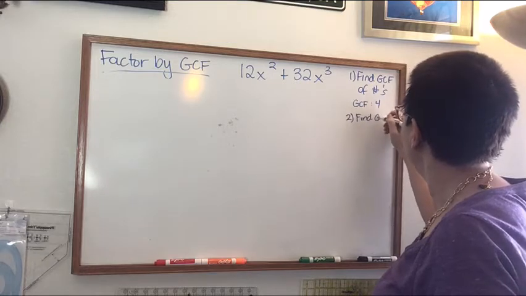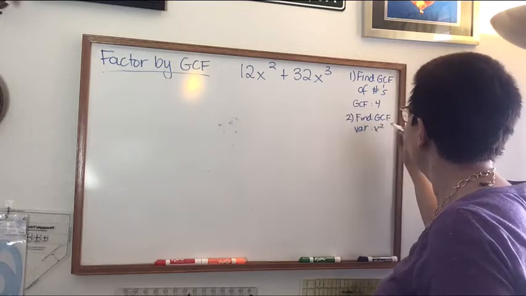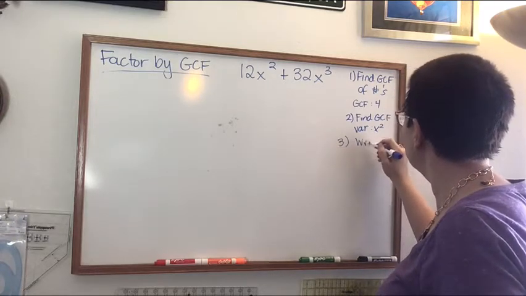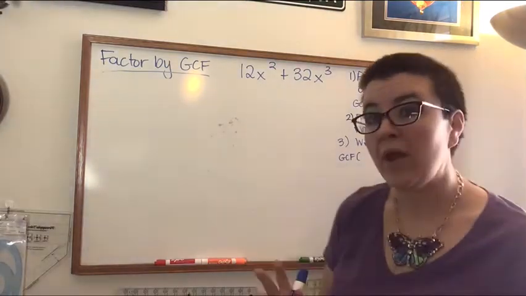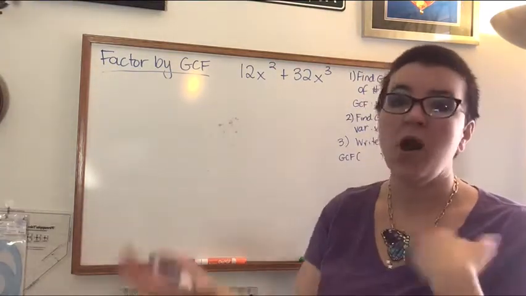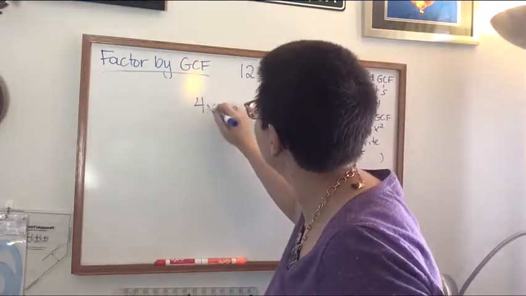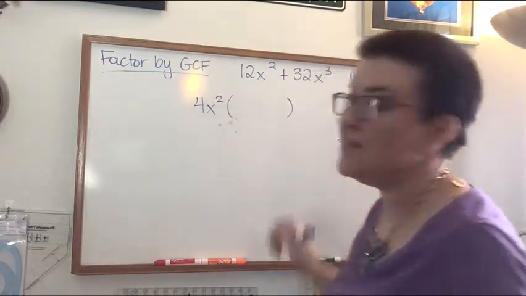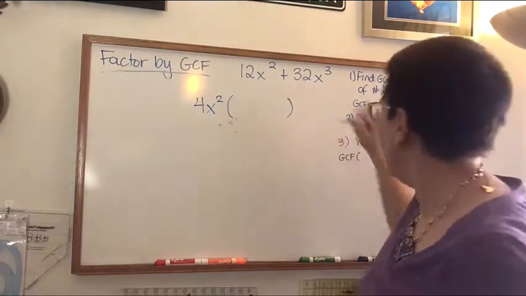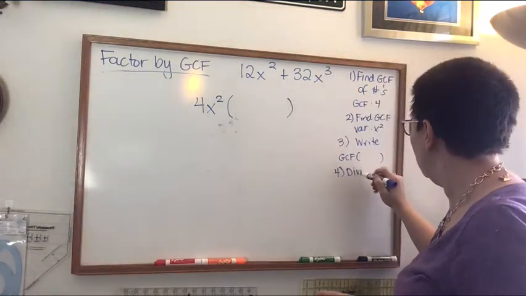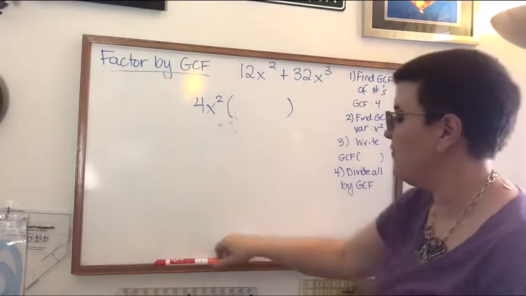Now we need to find the GCF of the variables. And that is x squared. Now we're going to write the GCF outside the front of a parentheses, because what we're doing is we're unmultiplying, we're undistributing. That's what factoring is. So I'm going to write 4x squared, and then I'm going to put a parentheses. And what's going to go in the parentheses is what's left after I divide. So now I'm going to divide all of these by the GCF.